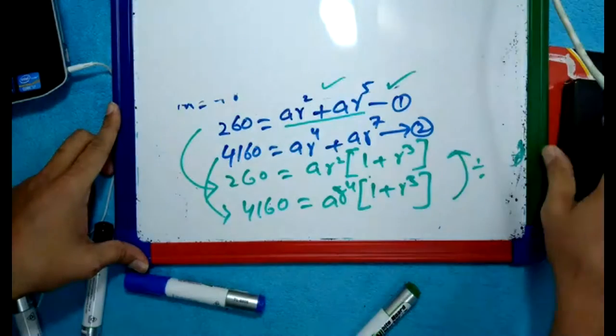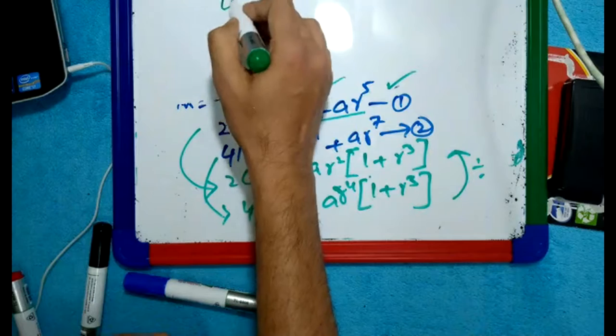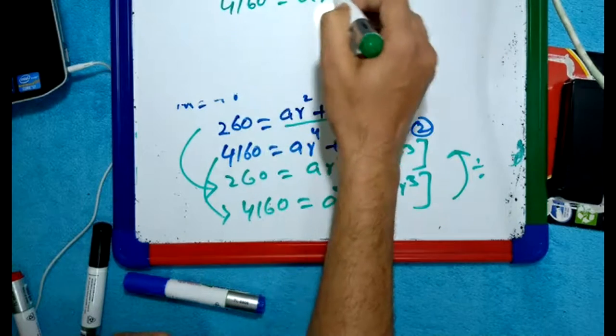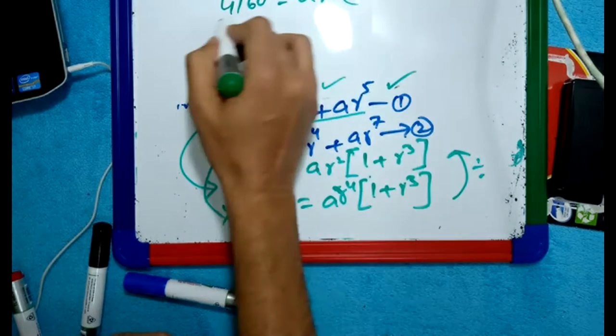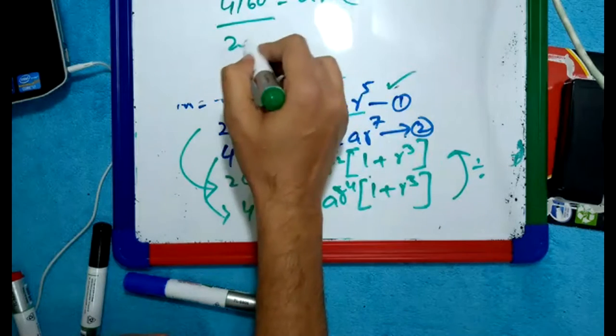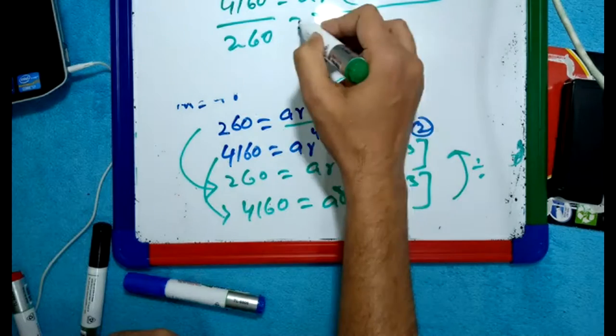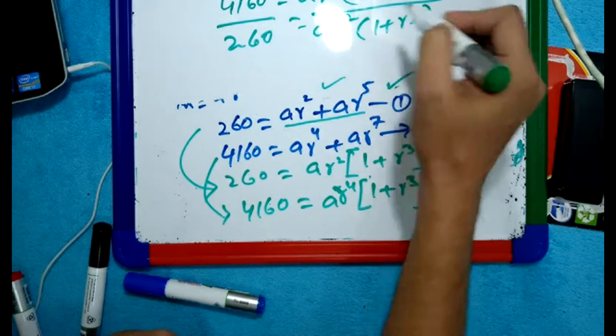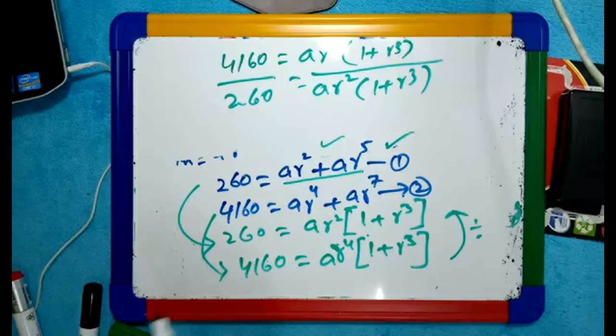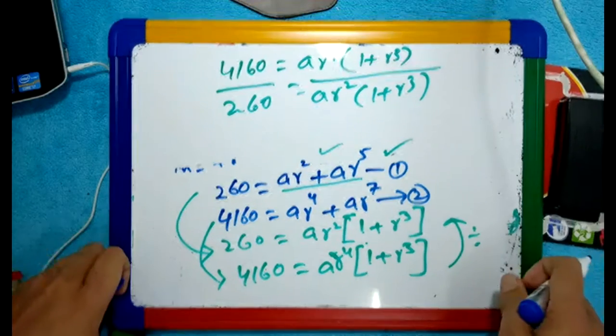I will divide. So first I will write for 1, because this is the bigger one: a r 4 times 1 plus r cube, and here the smaller one is 260 equal to a r square and 1 plus r cube. You agree? Bigger divided by smaller, right? Camera a little more up, or the board down, because I can't see the top part. Yes, bigger divided by the smaller.